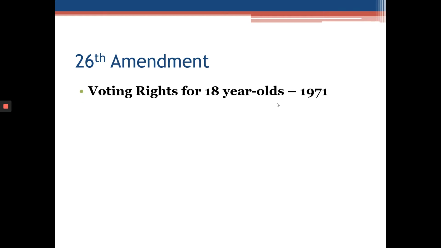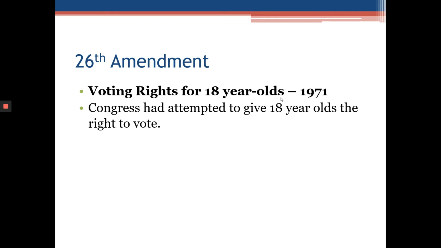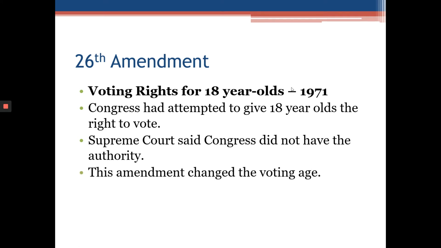The 26th Amendment is the voting rights for 18-year-olds. This largely came about as a result of the Vietnam War, where, hey, kids are 18 and going off to fight in Vietnam, but yet they don't have the ability to vote in the United States. And so Congress, through the efforts of young people and political action, granted 18-year-olds the right to vote through the establishment of this constitutional amendment. So the amendment changed the voting age, and it's 18 across the country in federal elections.